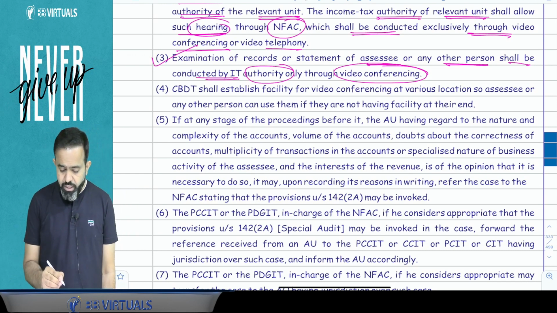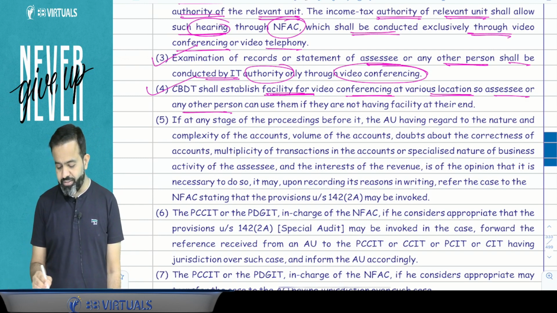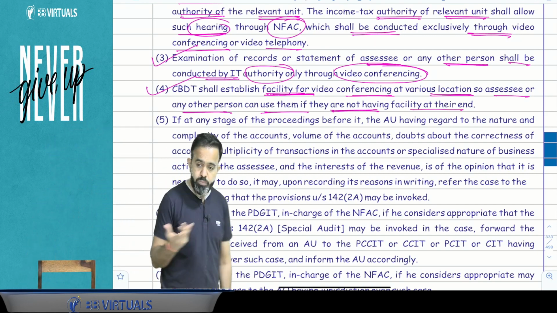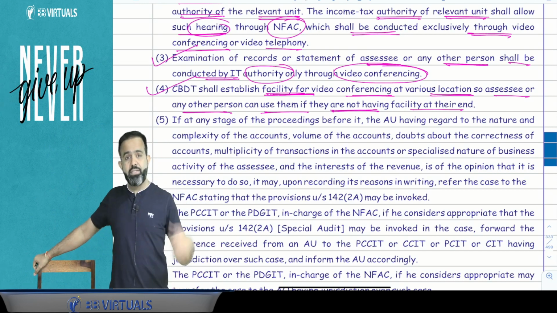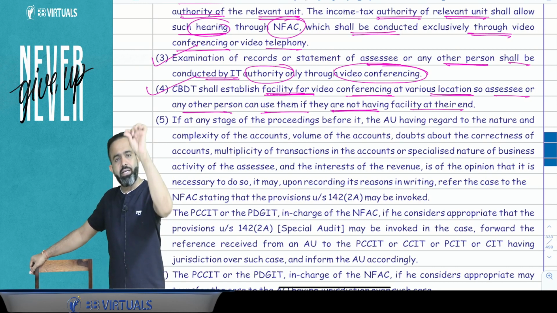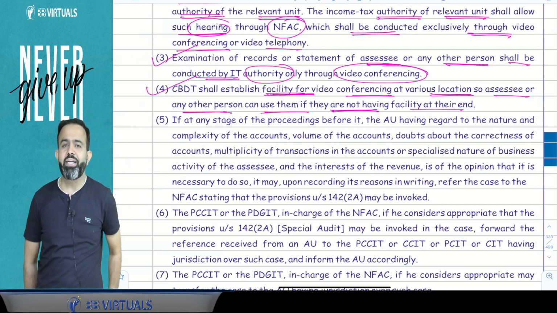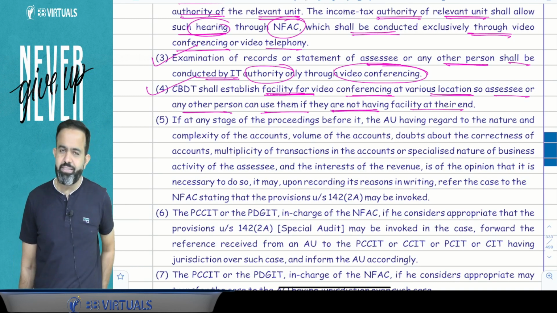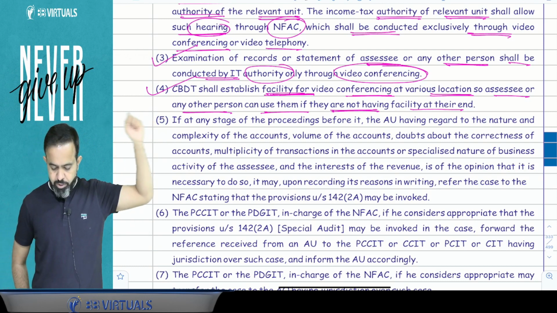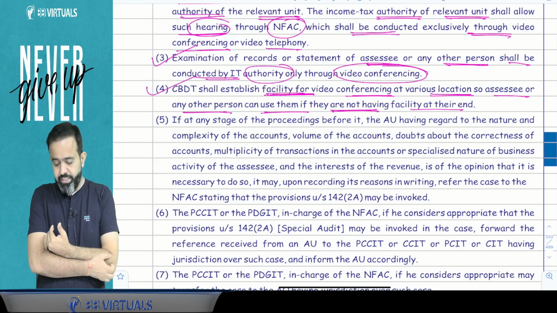Now next part. CBDT shall establish the facility for video conferencing at various locations, so the assessee or any other person can use them if they do not have the facility at their end. For example, if an assessee does not have a laptop, camera facility or net facility, then he may visit the nearest income tax department. In any income tax department, they have set up that type of facility. They will allow him to use that camera and laptop, so he can present his case in the video conferencing mode. So here CBDT shall establish the facility of video conferencing at various locations, so the assessee or any other person can use them if they do not have the facility at their end.